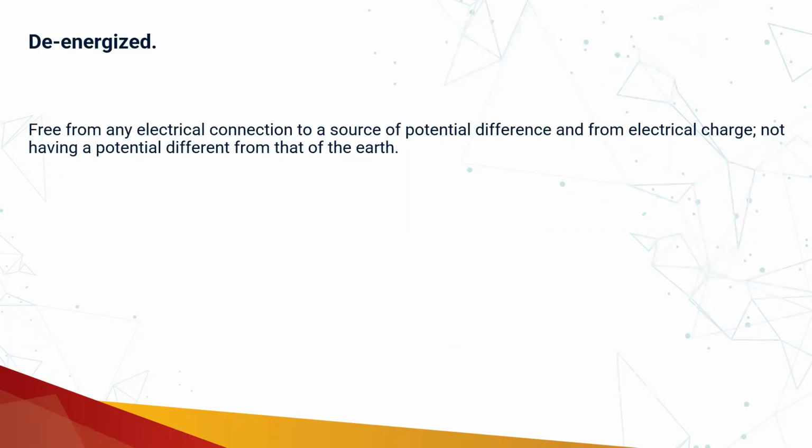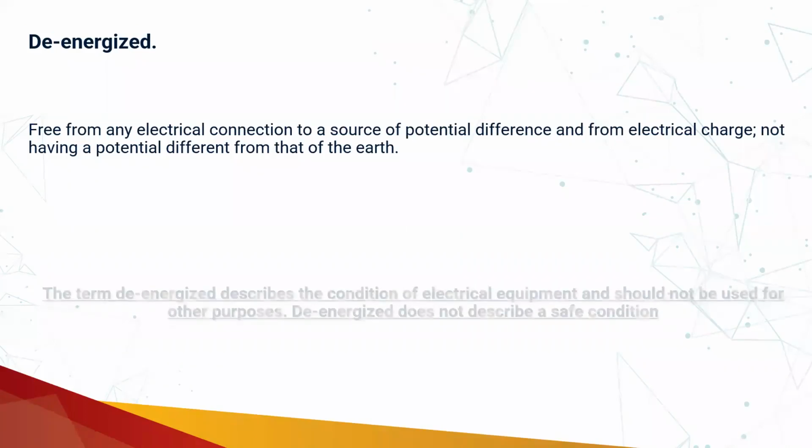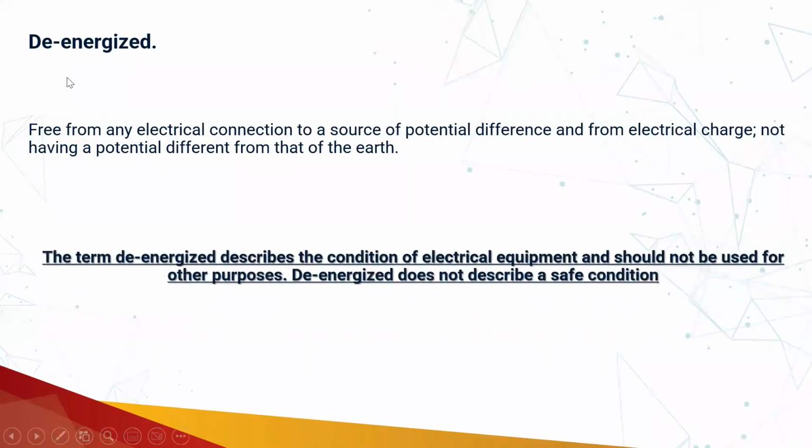So what is the definition of de-energized? De-energized is free from any electrical connection to a source of potential difference or from electrical charge, not having potential different from that to the earth. So the term de-energization is not equivalent to electrically safe work condition. Whenever in 70E or any other place you only see the term de-energized, that does not describe the condition of electrical equipment and should not be used for other purposes. So de-energized does not describe the safe condition.